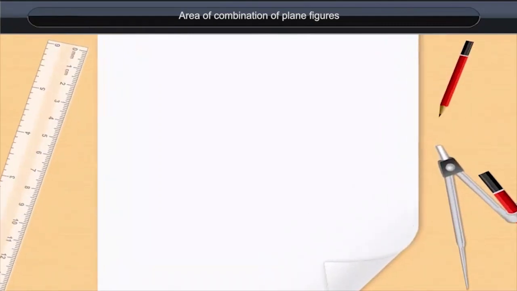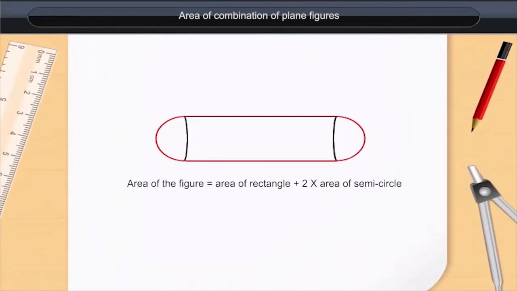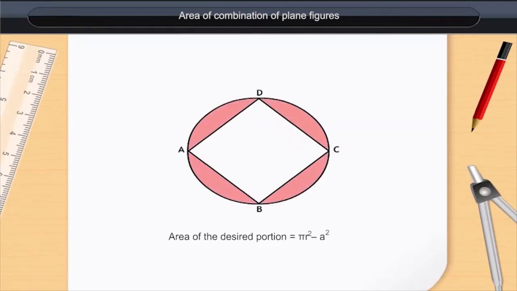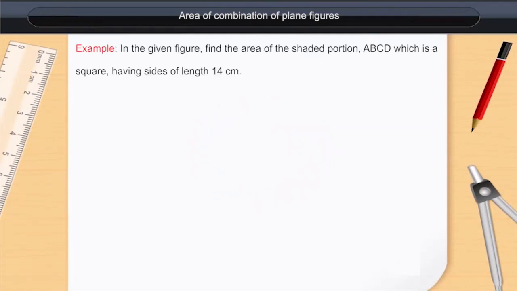Area of combination of plane figures. Area of the figure is equal to area of rectangle plus 2 into area of semicircle. Area of the desired portion is equal to 3 upon 4 pi r1 square minus pi r2 square. Area of the desired portion is equal to pi r square minus a square.